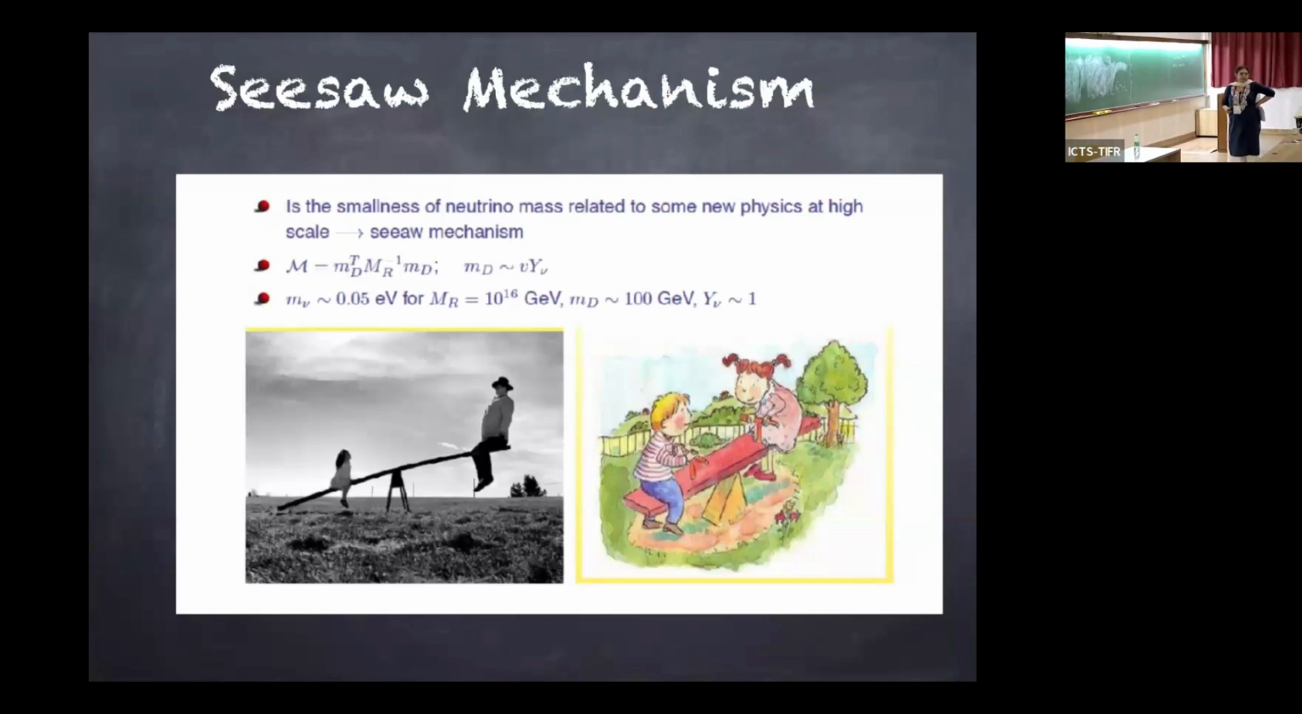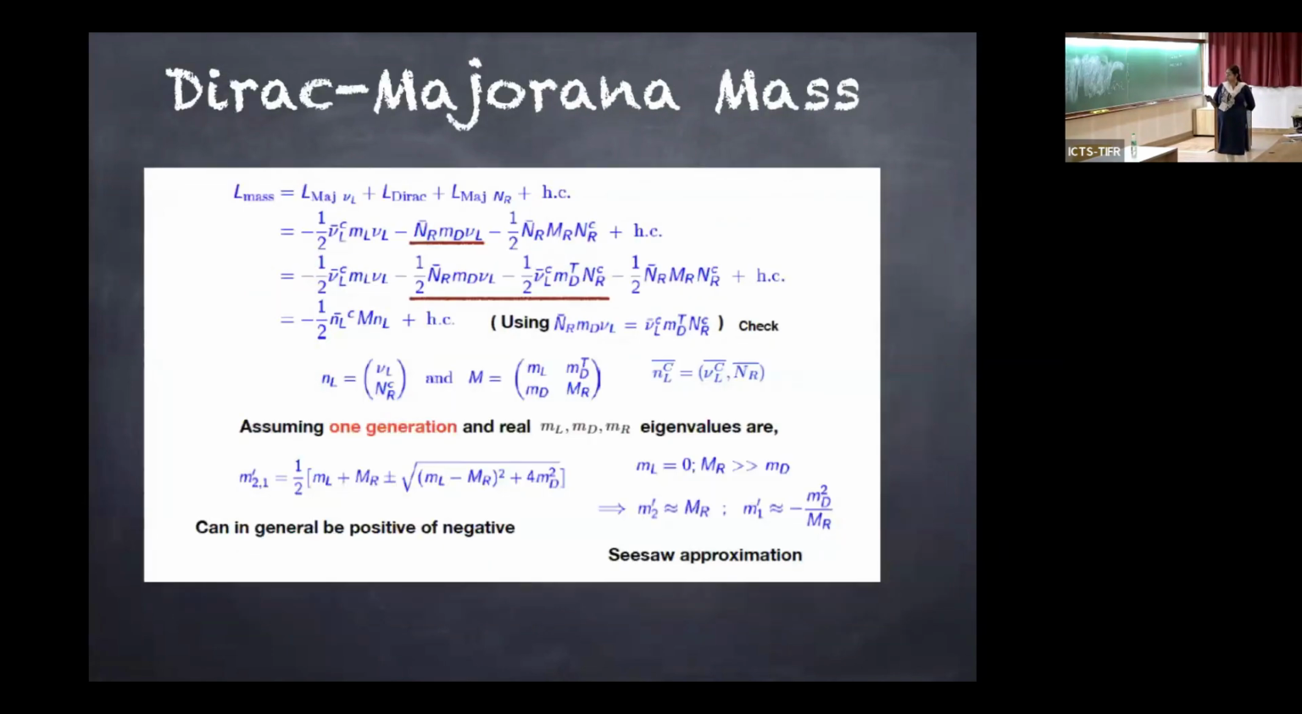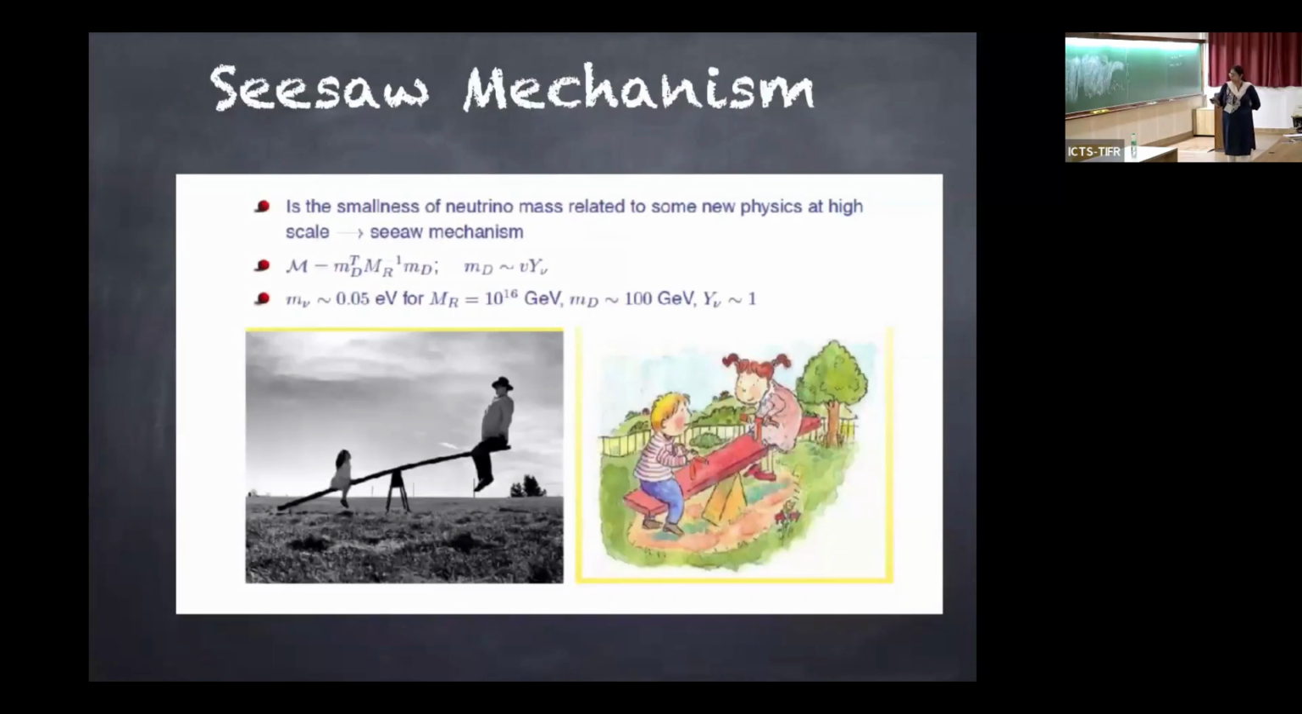So the question is this, that the seesaw, we ask the question that is the smallness of the neutrino mass related to some new physics at high scale. So we are saying that this MR is a high scale where there is some new physics, and if I take MD and MR as matrix, then this M comes as MD transpose MR inverse MD. Because I took as number, it came MD square by MR, and my MD is nothing but Y nu V, because, okay, I will show later that. So that MD will come from the usual Dirac term.